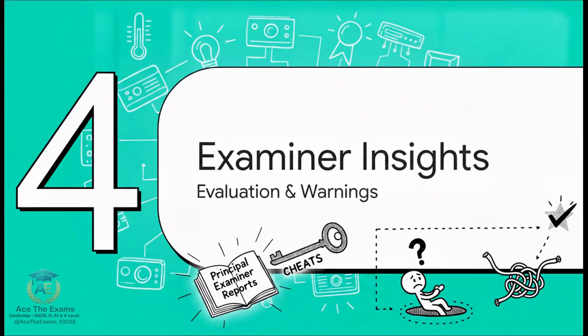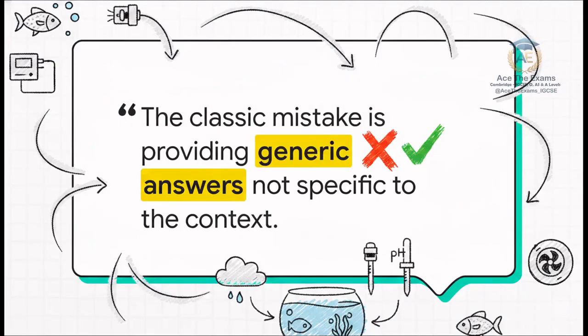Chapter 4. Critical Examiner Insights. Let's look at exactly what the graders are saying behind closed doors. I love the principal examiner reports because they act as literal cheat codes. They tell you exactly what the graders are frustrated by year after year. And the biggest frustration? Generic answers. A generic answer is a failing answer.